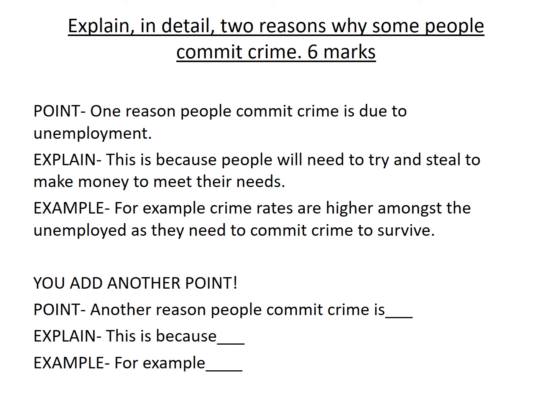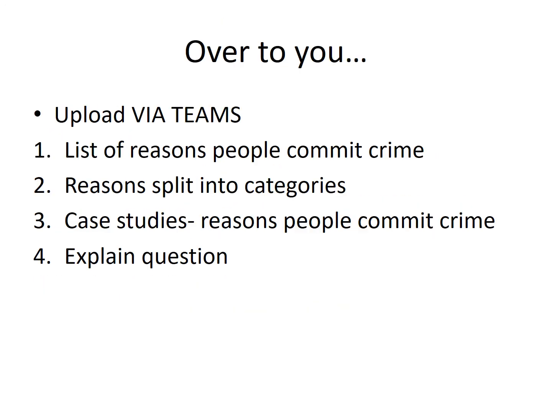Okay, so make sure you write the first one down in your jotter. So 1 reason people commit crime is due to unemployment. This is because people need to try and steal to make money to meet their needs. For example, crime rates are higher amongst the unemployed as they need to commit crime to survive. So have that paragraph in your jotter, then try and add a second paragraph there to help you to get the 6 marks. Okay, so over to you.